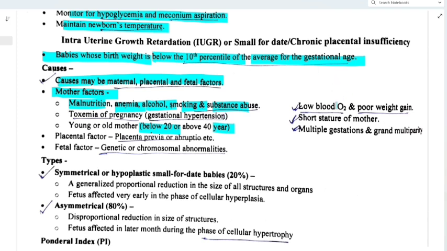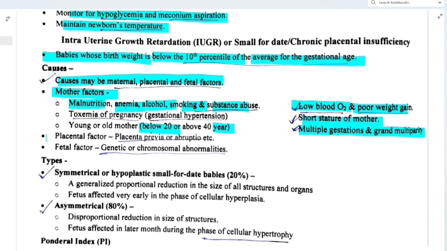Then see, here also low blood oxygen, poor weight gain, short stature of mother, then multiple gestation or grand multiparity. Okay, if the mother is multipara, what does it mean? It means more than 3 children. Then short stature mother, their pelvis structure is also a little different, and all their internal organs are also short, meaning insufficient space. That's why growth retardation can happen.